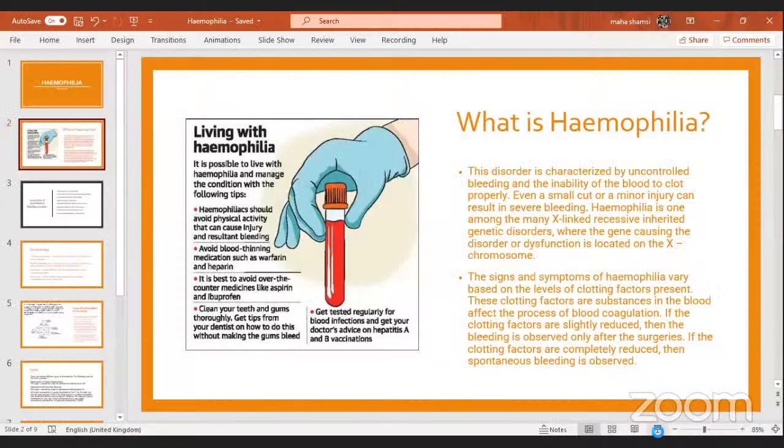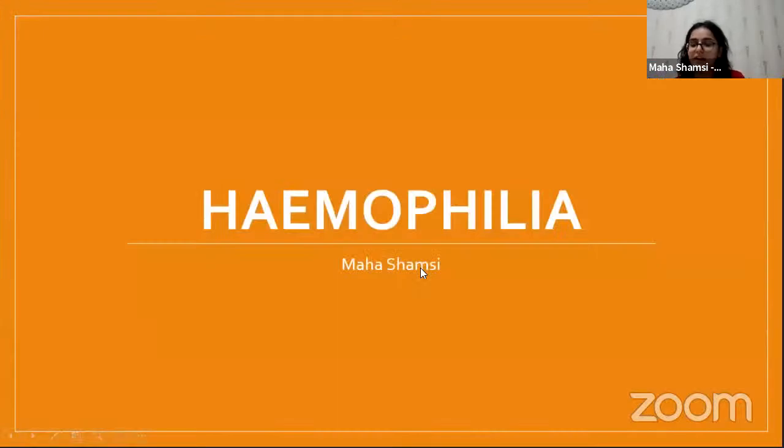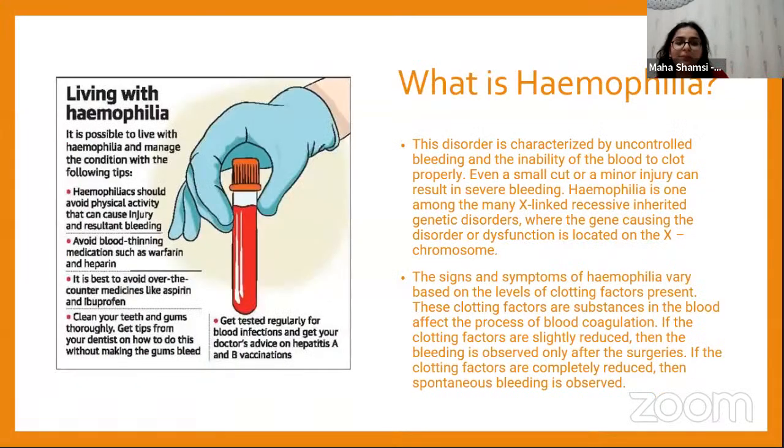Hi everyone, I'm Maha and I go by any pronouns. So we're going to get started on a disease known as hemophilia. Okay, so what is hemophilia? It is a disorder characterized by uncontrolled bleeding and the inability of the blood to clot properly. So even a small cut or a minor injury can result in severe bleeding.